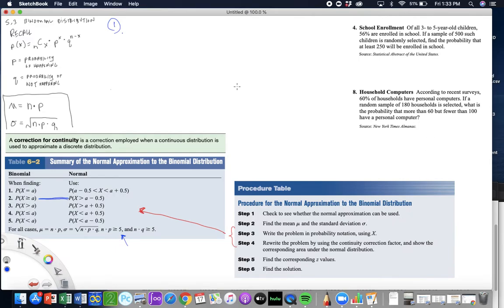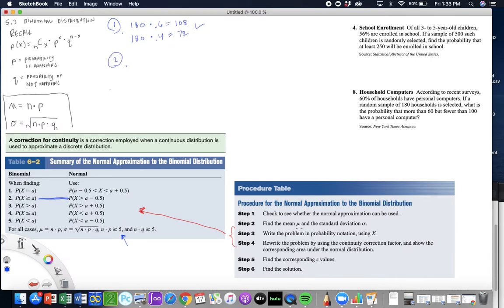So I'm going to take 180 times 0.6, and we get 108. And then we get 180 times 0.4, and it equals 72. So I can check that off as yes, they are all greater than 5 in both cases. So I can use this method.